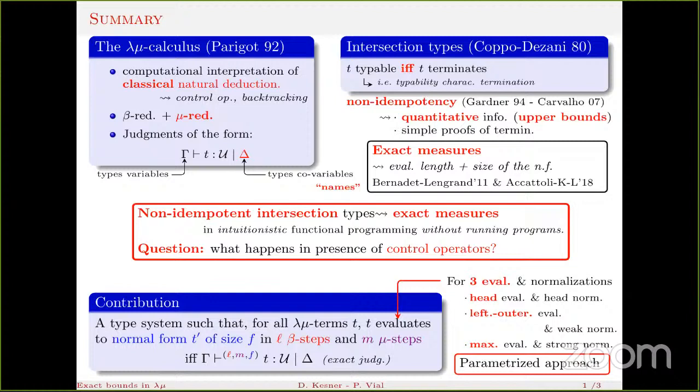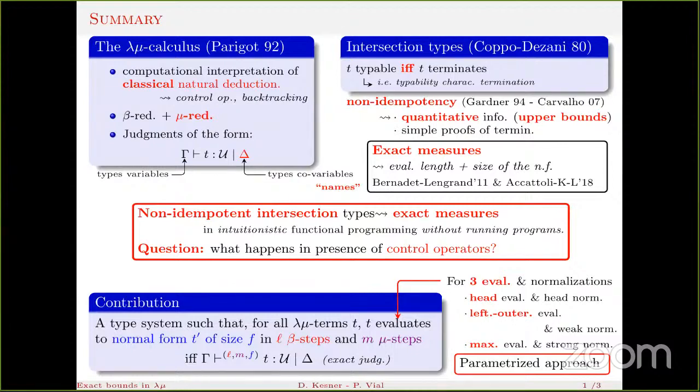Okay, thanks. So yes, we captured exact measures of evaluation in the non-dynamic calculus. Just a small reminder, the non-dynamic calculus is a computational interpretation of classical logic. So it allows expressing control operators and doing backtracking, etc. It actually corresponds to a form of focused classical natural deduction with a new kind of reduction, which is called mu reduction.